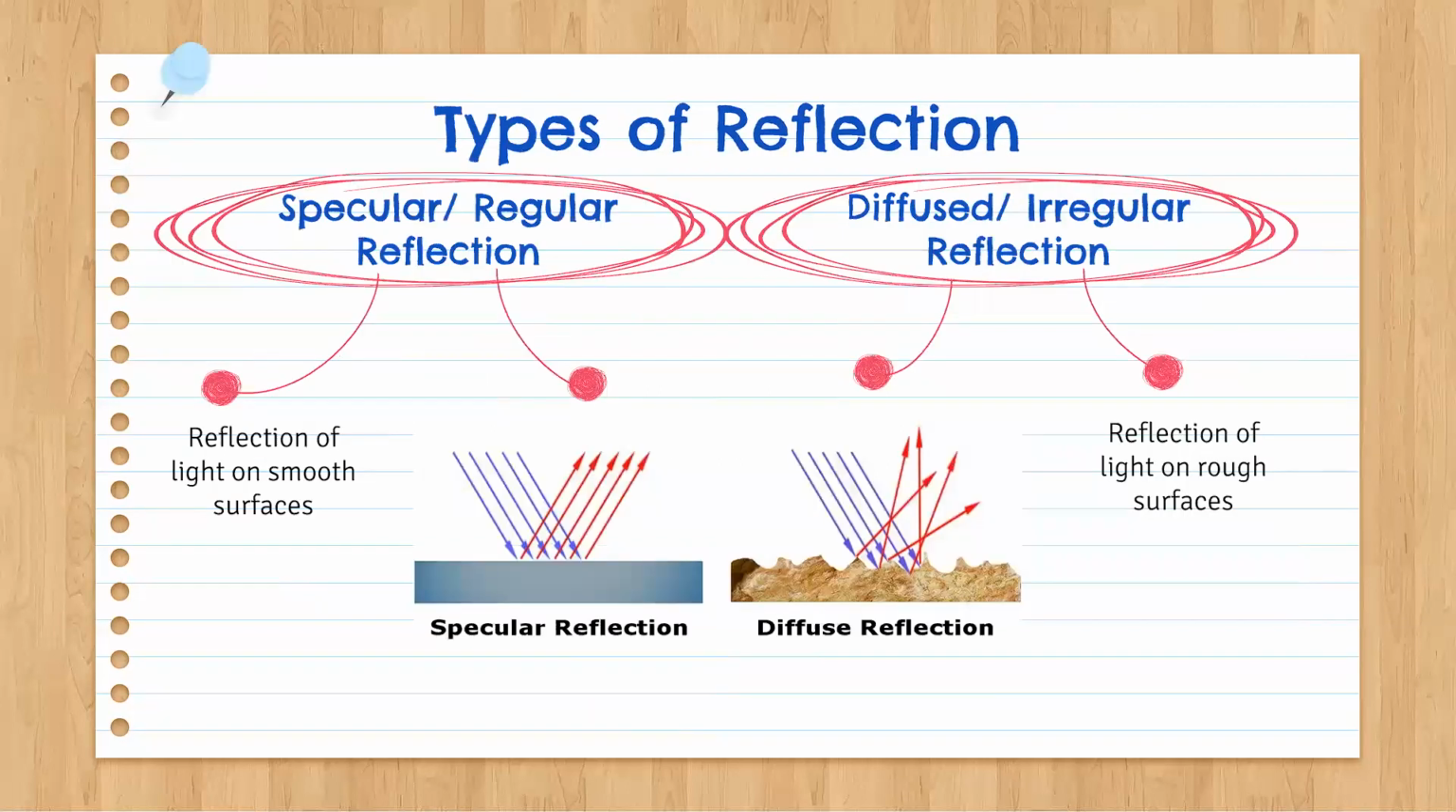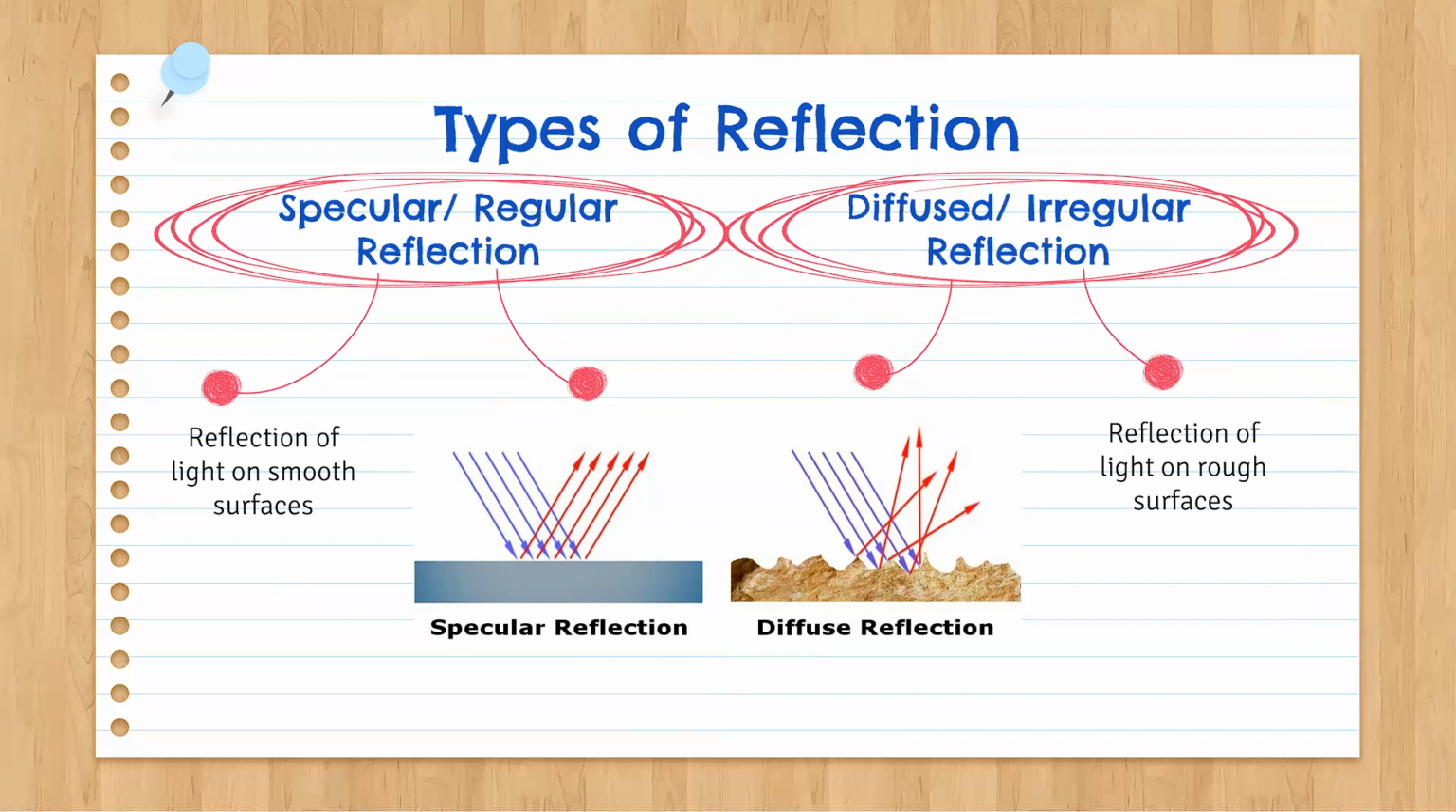The types of reflection. Now, there are two types of reflection, the specular or regular reflection and the diffuse or irregular reflection. Now, the specular reflection is the reflection of light on smooth surfaces, as shown in the picture. It usually follows the laws of reflection, while the diffuse or irregular reflection is the reflection of light on rough surfaces, which somehow still follows the rule of reflection, but there is a variation.